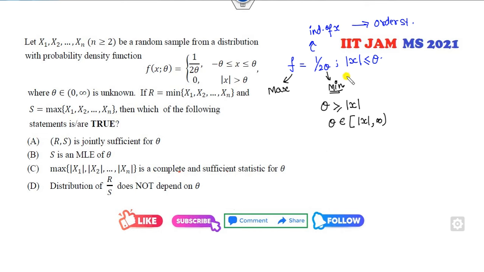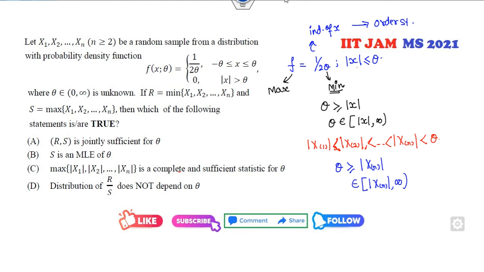So now what is that? So x1 comma x, because it's a modular sign, I can write here comma up to xn, I can write in the ordered form. This should be less than theta. So from here we can see this should be greater than mod of xn. So that means this is comma infinity. Now theta should be the minimum, so this is my minimum value. Fine. And this itself is my MLE. So mod of xn is my MLE.